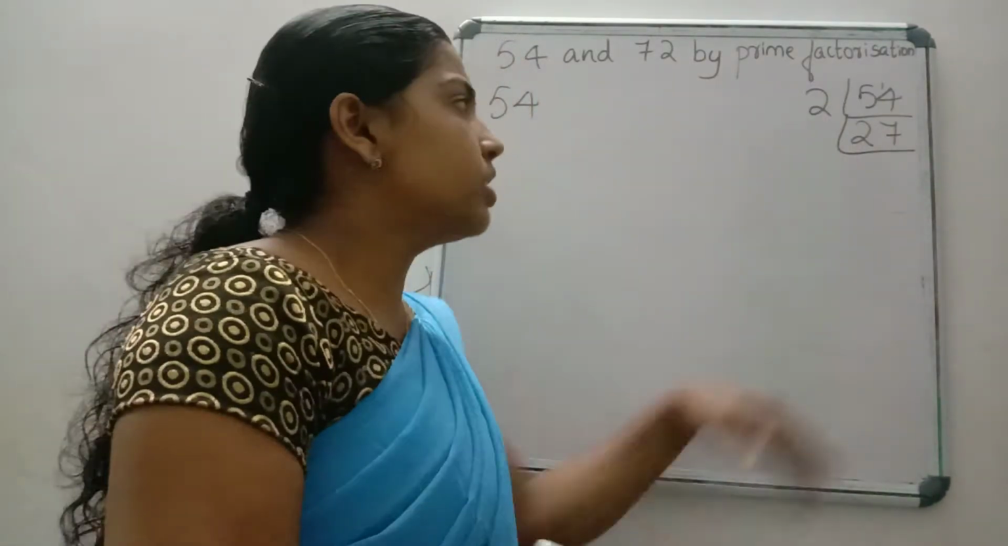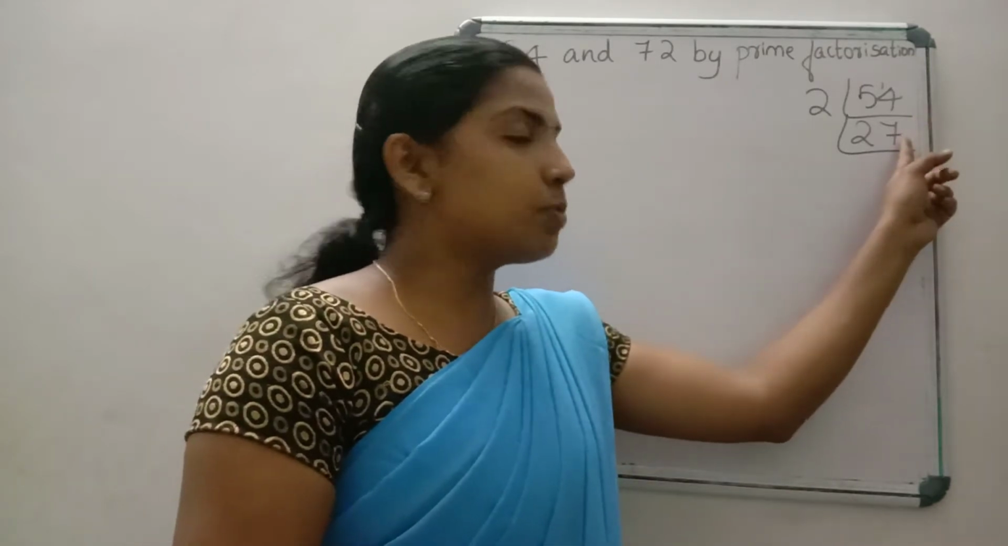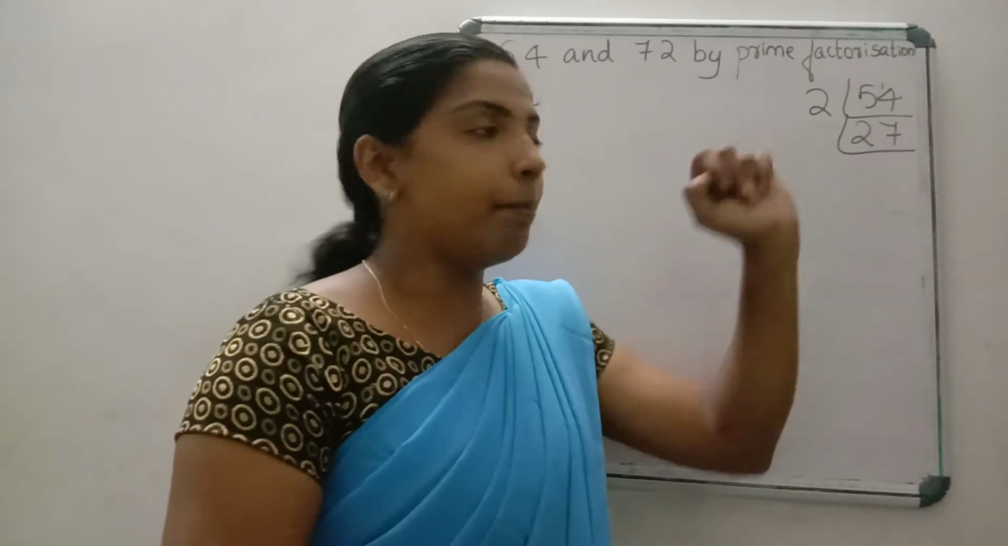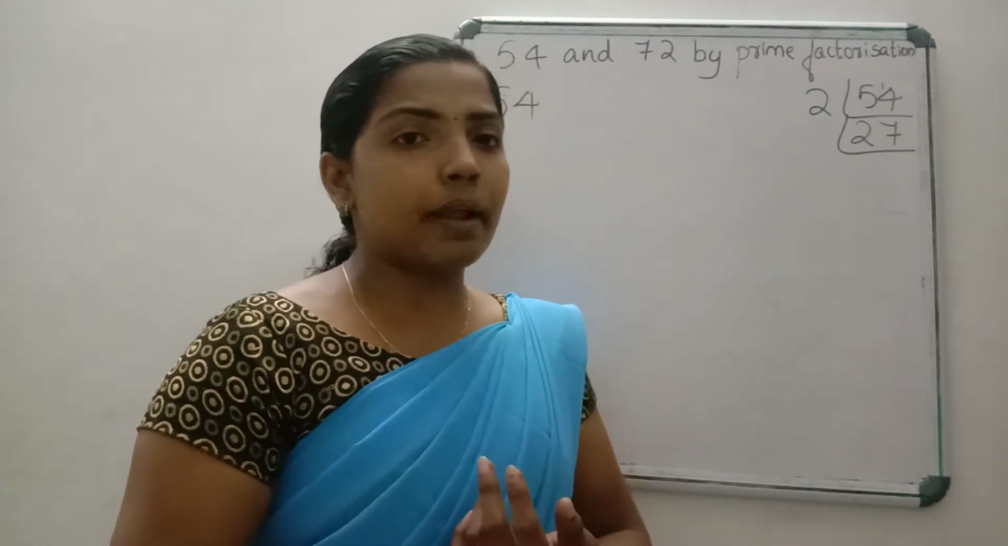Again, you can divide. Is it possible to divide 7 with 2? No, because the number in the ones place is 7. It is not an even number. Now let's take the next number, 3. 3 is the next prime number.